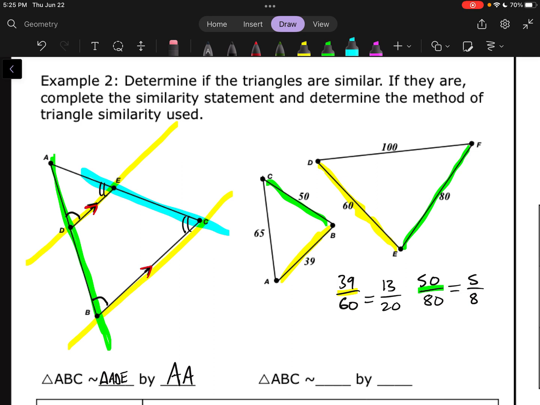I already got something different, so this is not going to be similar, but let's double check this last one here. 65 over 100. That's both divisible by 5 at least. That's 13 over 20. So we got 2 that are the same. 2 of them both went down to 13 over 20, but that 50 over 80 did not. And we need all 3 if we're going to use side, side, side. And we didn't have them, so we'll just say not similar here.